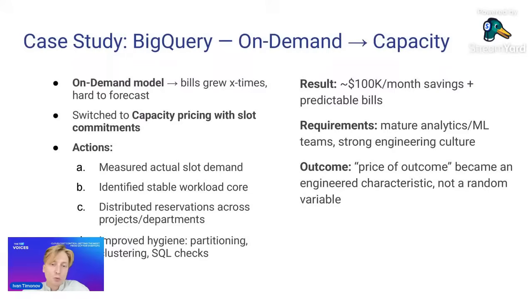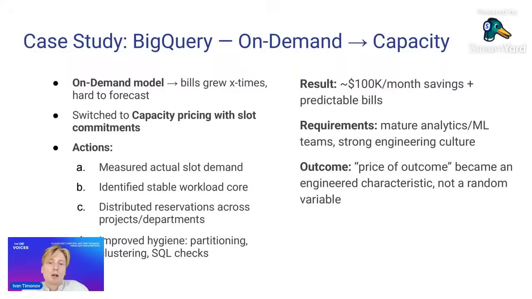What we did: we measured the actual demand for slots, identified the stable core workload, and chose capacity pricing with slot commitments. We distributed reservations across projects and departments. At the same time, we improved schema hygiene, introduced partitioning and clustering, and implemented checks for SQL queries. As a result, this helped save around $100,000 per month and made billing predictable.